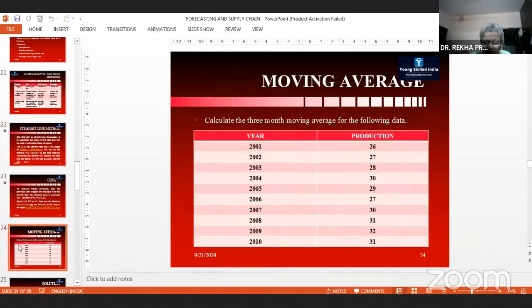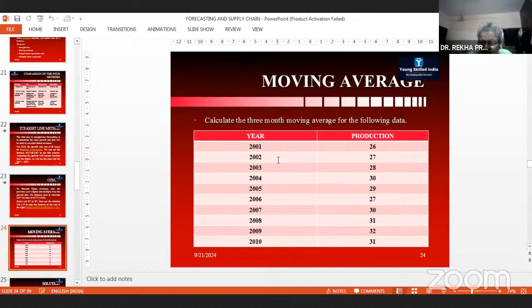Next is your moving average. What we do is we take either 2, 3 years or 5 years. Generally it is an odd number of years. If it is a 3-year moving average, you add 2001 production, 2002 production, 2003 production, and take the average, and the average will be at the middle, that is, it will be 2002.